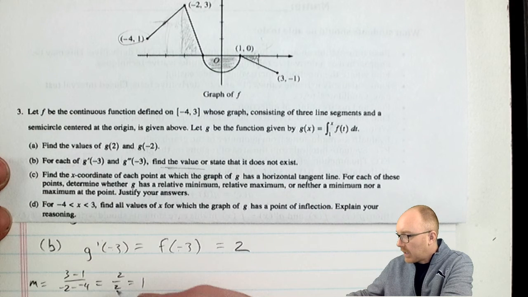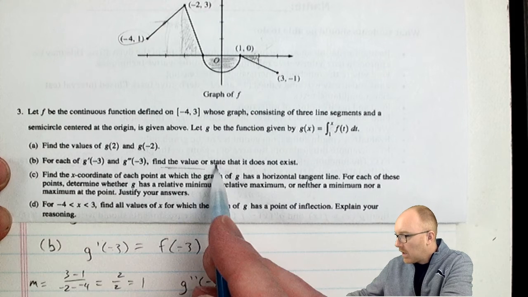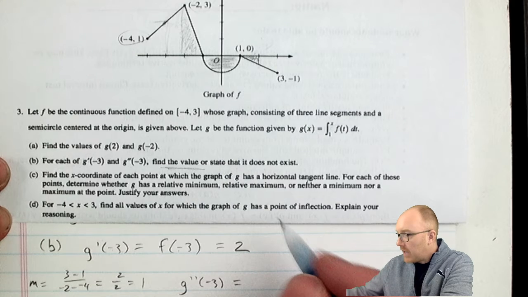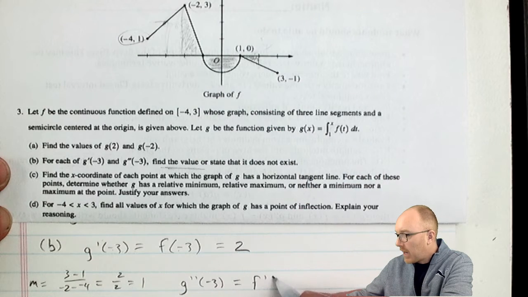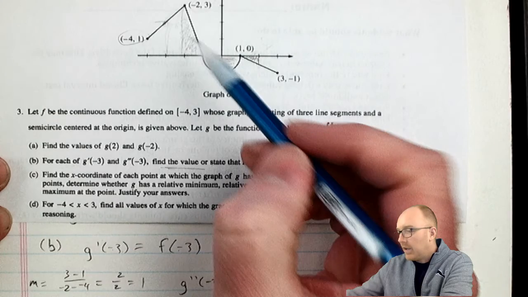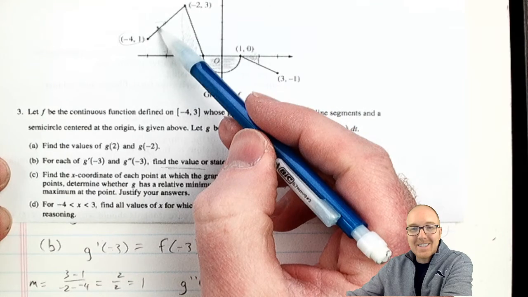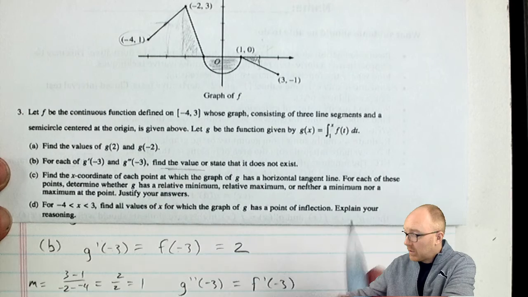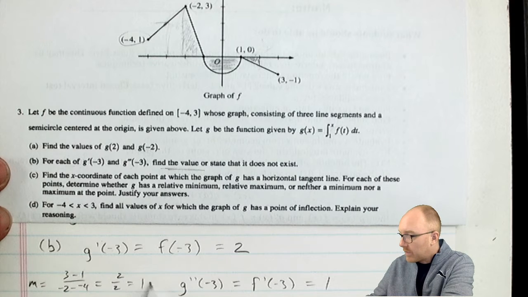And how about the second part of that, which is g double prime of -3? We need to use that exact slope because now we're trying to find f prime at -3. And the derivative is the slope of the tangent line, and since that is a line, it is just the slope. So that slope is 1. We just found it right here.